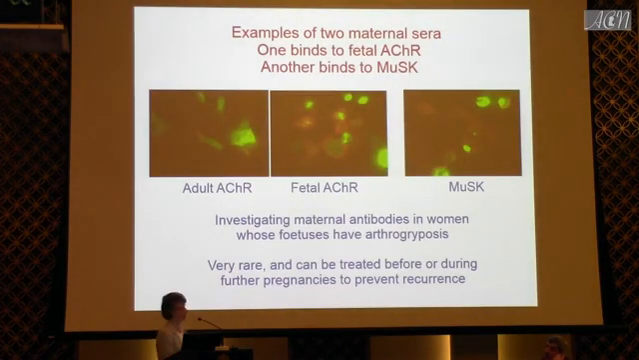So just to show you 2 examples of maternal sera, which we've identified subsequently, here is a patient, a mother whose samples didn't bind at all to the adult form of the acetylcholine receptor, which is at the neuromuscular junction. But I think you can see here the red staining around the green cells when we express the fetal form of the acetylcholine receptor. So these antibodies were apparently completely specific for the fetal form of the receptor, and therefore causing the problems in the baby.